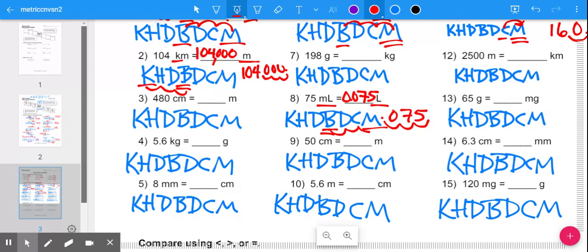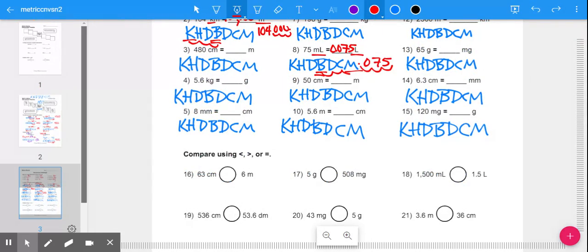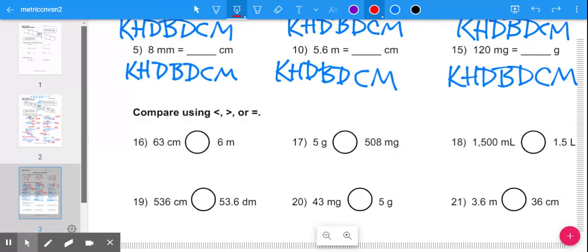Because this gets very repetitive, I'm going to go ahead and jump down to the bottom section so we can do a couple more comparisons, and then you guys can check your own answers on Canvas after doing the rest of the problems. Let's do the first one, 63 centimeters to 6 meters.